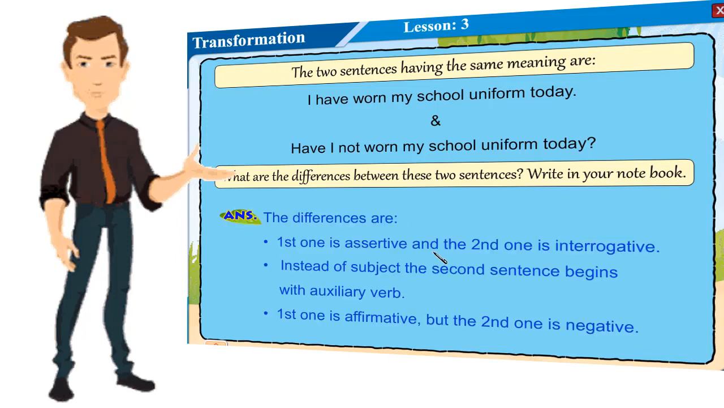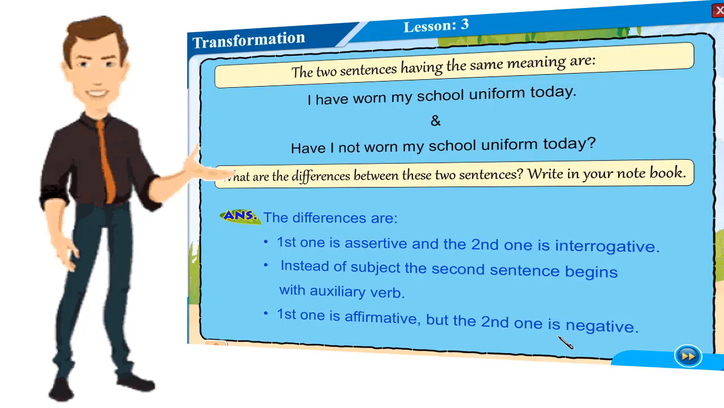Look, the differences are: the first one is assertive and the second one is interrogative. Instead of the subject, the second sentence begins with an auxiliary verb. The first one is affirmative, but the second one is negative. I would like to explain something here.